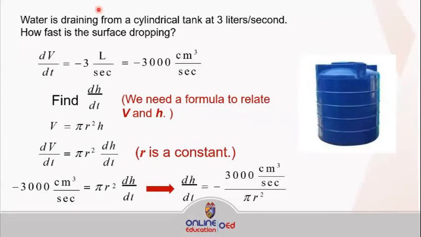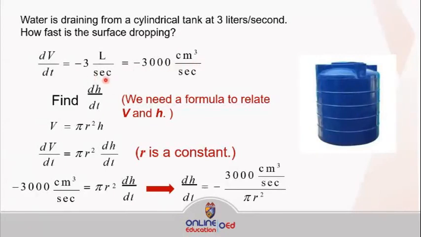So we have here how fast the surface is dropping. The formula for this problem is dV over dt is equal to negative 3 liters per second, or our given is converted into cubic centimeters. So 1 liter is equal to 1,000 cubic centimeters. Therefore, we have negative 3,000 cubic centimeter per second.